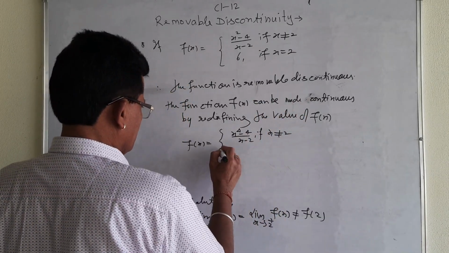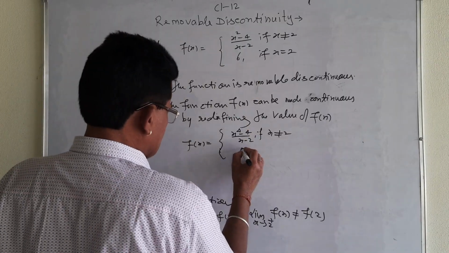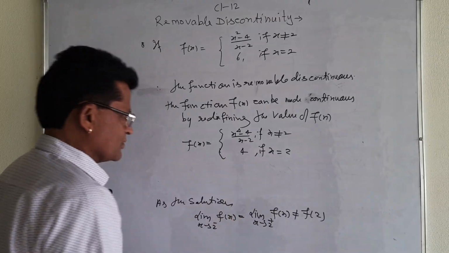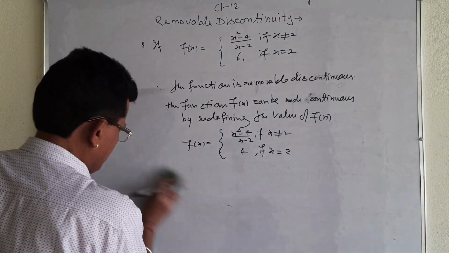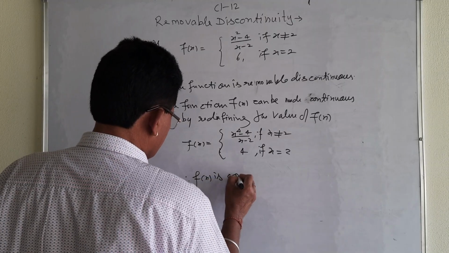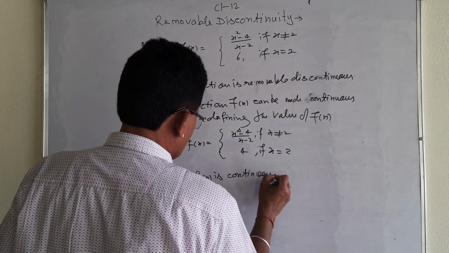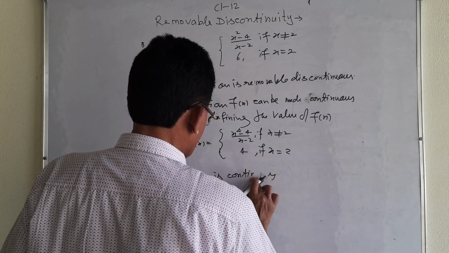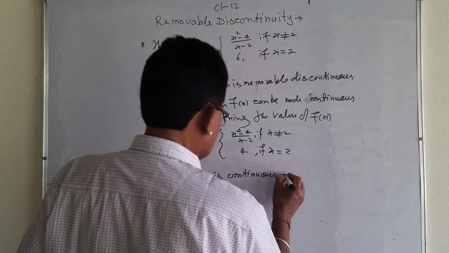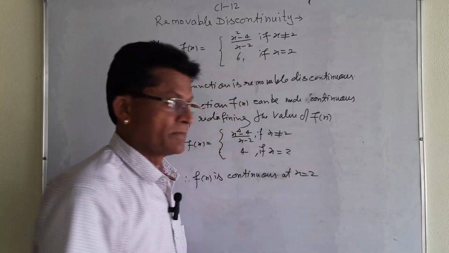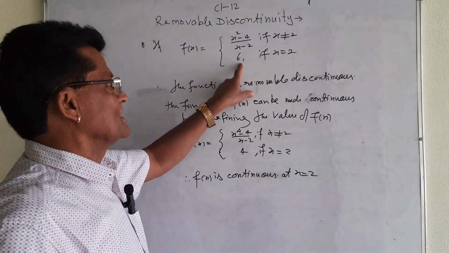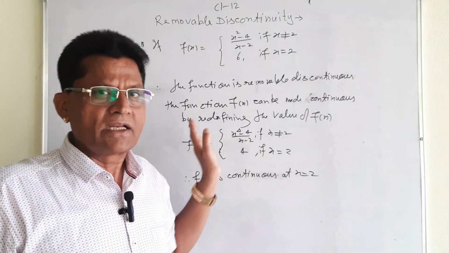Okay, clear? But in place of 6 there will be 4 if x is equal to 2. My dear student, this function f(x) is continuous at x equal to 2. By redefining the value of the function, in place of 6 I have taken 4, and the function will become continuous.